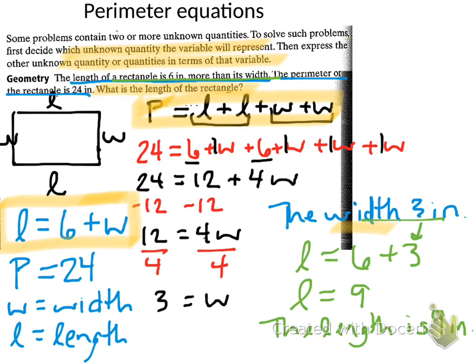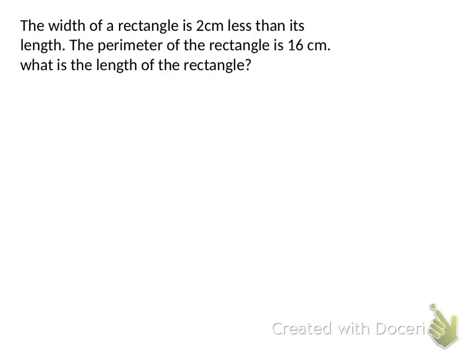All right, let's take a look at this next problem here. I got another example for you. All right, let's see. The width of a rectangle is 2 centimeters less than its length. The perimeter of the rectangle is 16 centimeters. What is the length of the rectangle? All right, as promised, we're going to use a different perimeter formula this time. We're going to use the simplified version. Perimeter equals 2L plus 2W.